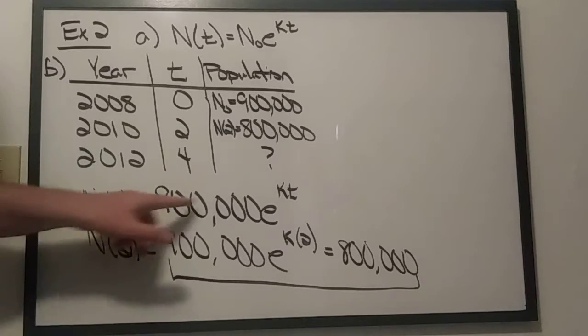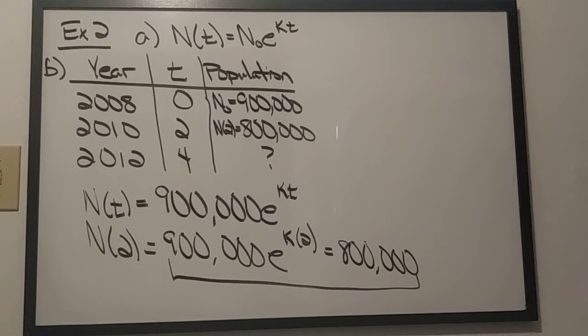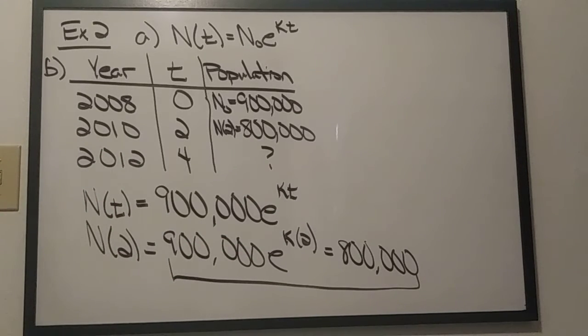Well, one thing that is hanging out with that k is this 900,000. So I'm going to go ahead and divide both sides by 900,000. And in general, when you're looking at this kind of problem, you want to play a similar game to that to get the exponential alone. So I'm dividing by 900,000 to get the exponential expression alone.